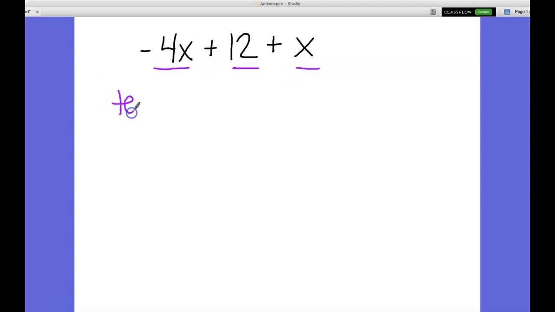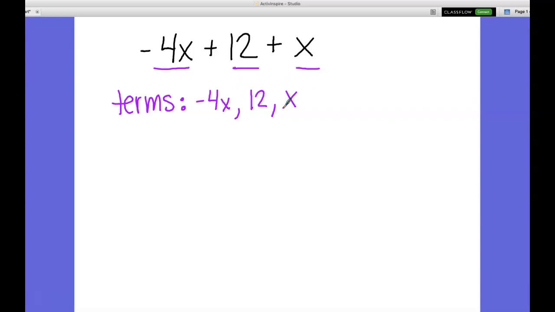So if I have an expression like negative 4x plus 12 plus x, I have to identify the parts of that expression. So first of all, I know that I have three terms, because here's 1, 2, 3, because they are separated by addition signs. So I have to label my terms, would be negative 4x, comma, 12, comma, x.